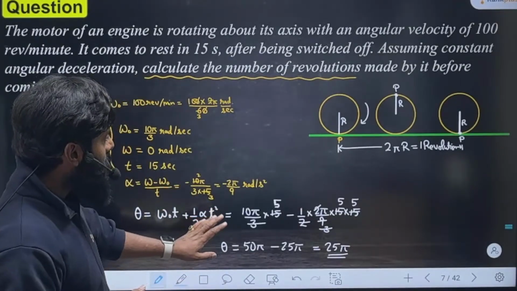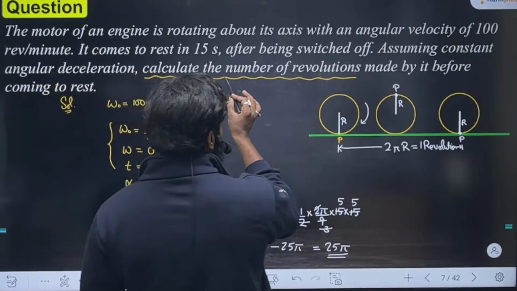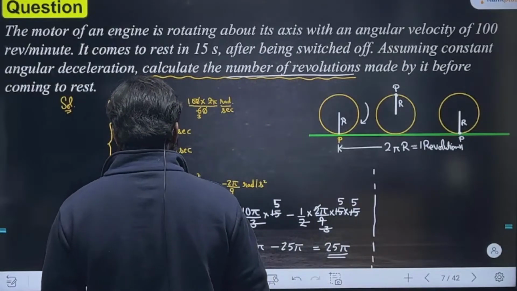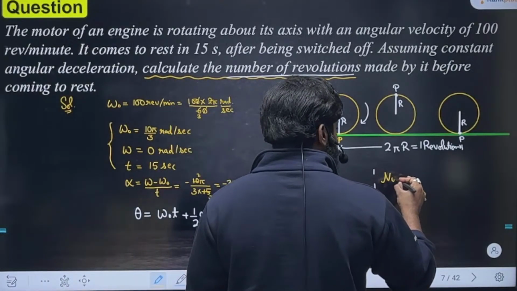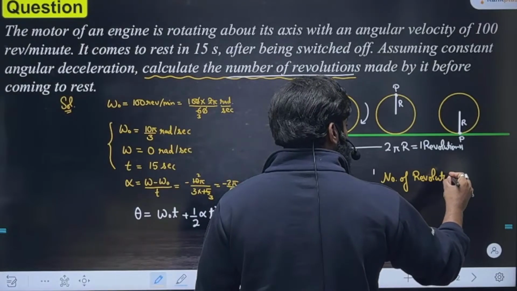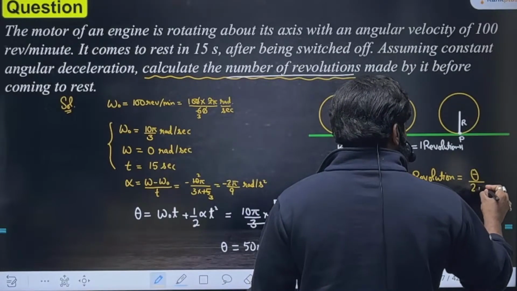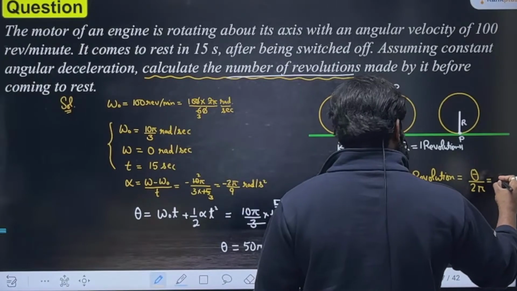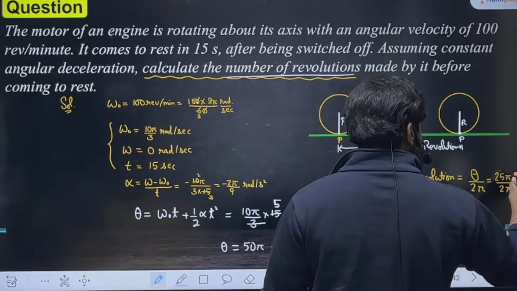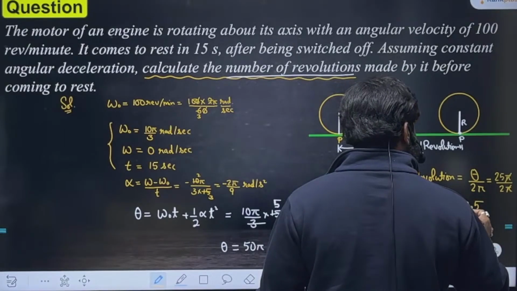Now this is basically theta, the angle covered by it. But what we have to find out is the number of revolutions. To get the number of revolutions, we can get it by theta divided by 2 pi. So you will have 12.5 revolutions.